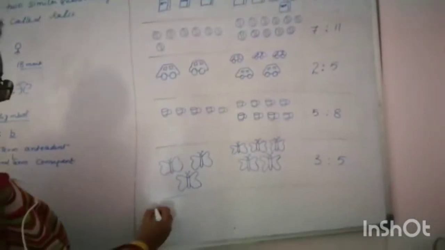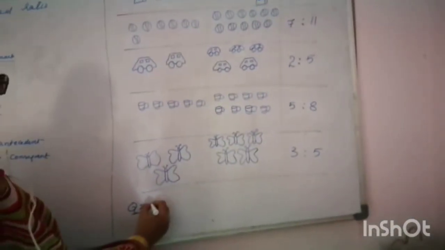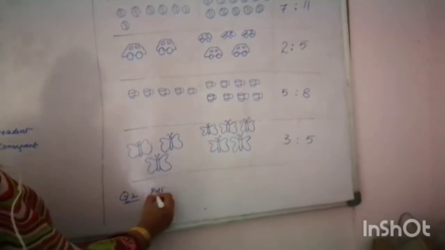And question number 2, take it as a homework, children. Do it as a homework. If you are unable to understand, go through my PDF notes. Thank you. Number 3, see, children.